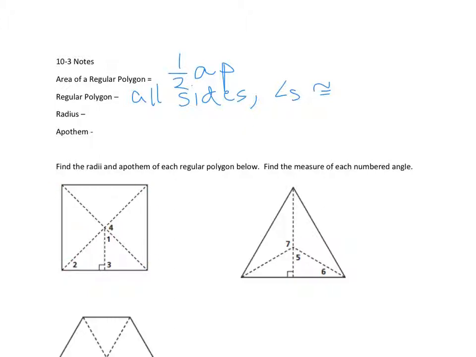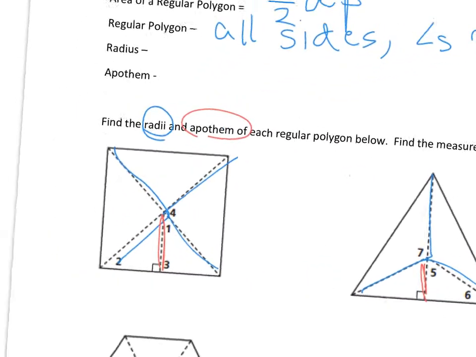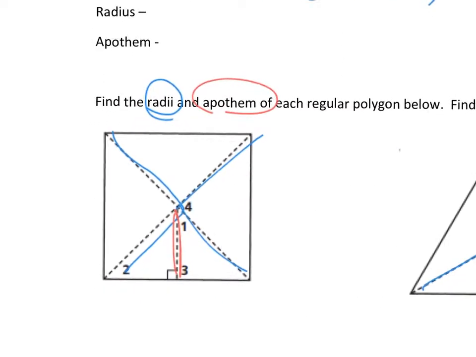Okay, down here, so let's find the radii. I'm going to make those in blue, the radii right here, and the apothem I'll make in red. Find the measure of each angle. If you look at this, it is a square because it's a regular polygon. It reads that it's a regular polygon right here.